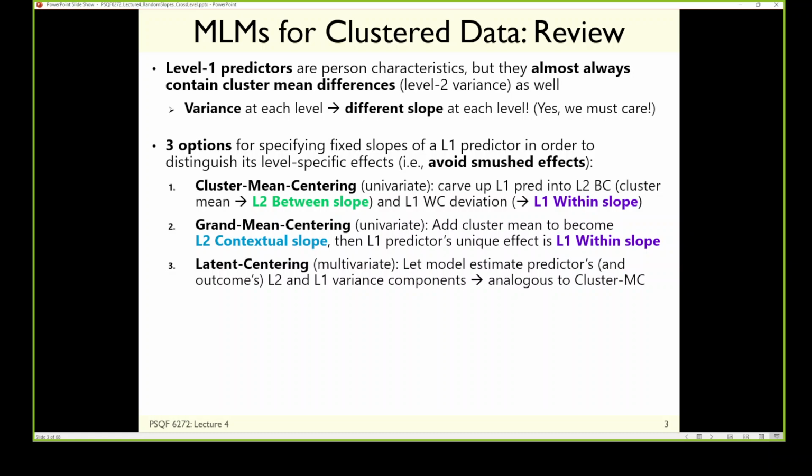But the logic of it is contextual is the difference. Contextual is the extra impact of the cluster above and beyond the original level 1 person predictor's information.